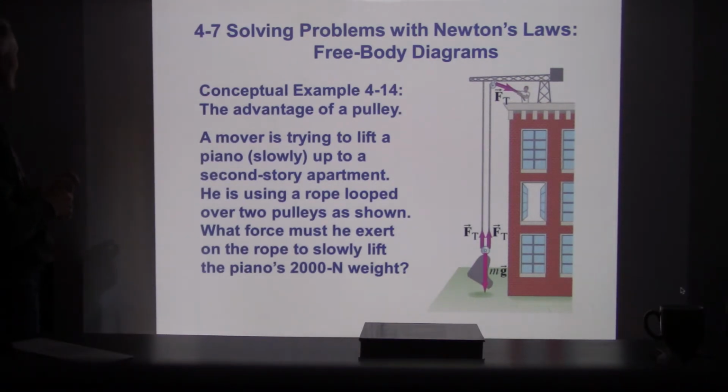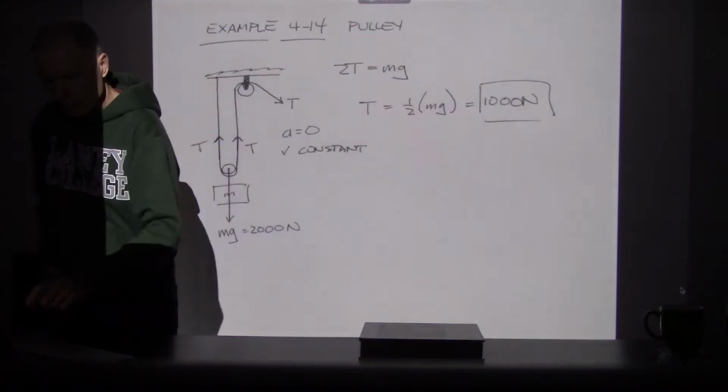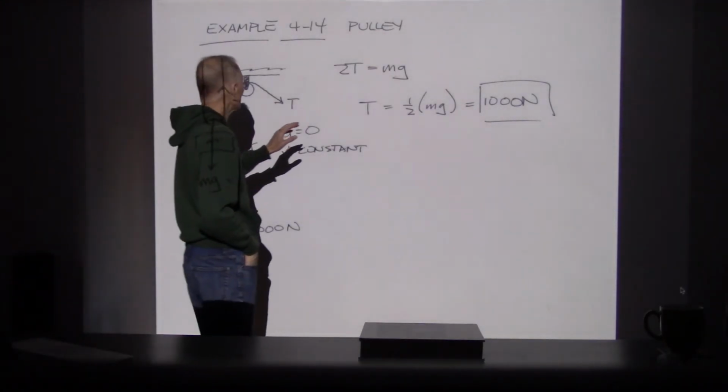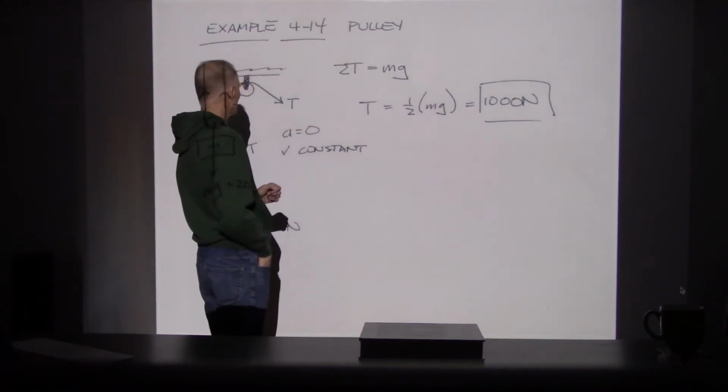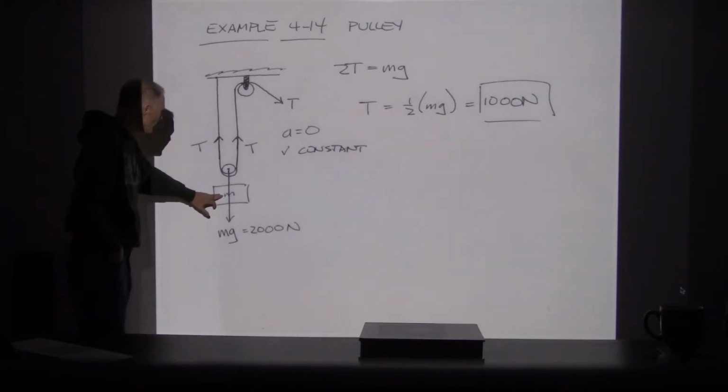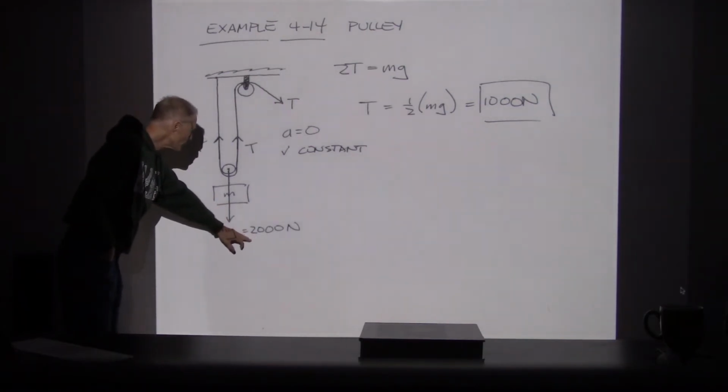Let's see, what things do they want us to answer here? The piano is 2,000 newtons. Now, they didn't give us the mass of the piano, so that's interesting. They did not give us the mass. They just said flat out, mg is 2,000. Here it is. So here is the piano, and the piano is at 2,000 newtons.